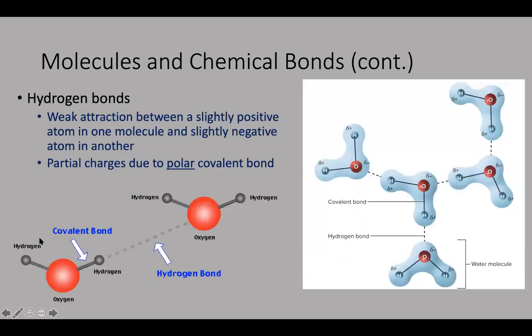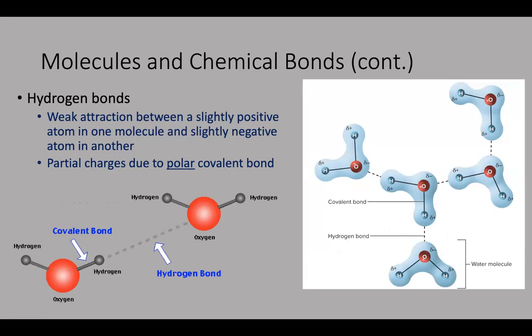Now, hydrogen bonds. These, along with covalent bonds, are probably the 2 most important from a biological perspective. So you definitely want to understand covalent bonds, polar and nonpolar, as well as hydrogen bonds. And hydrogen bonds actually relate back to polar covalent bonds. So I'm going to describe here what a hydrogen bond is. It obviously involves a hydrogen atom.